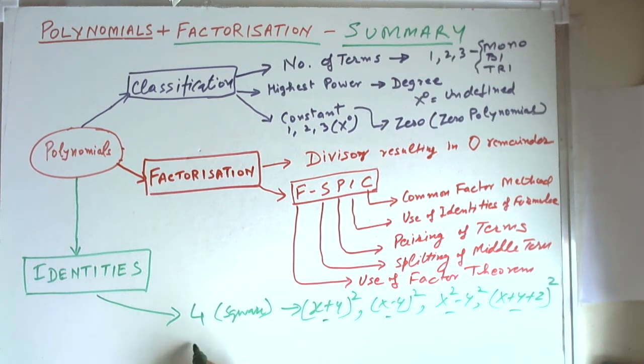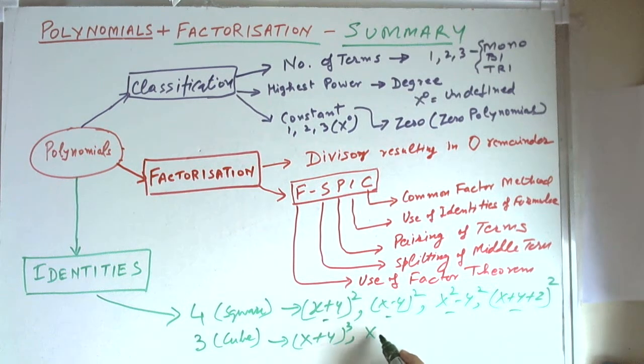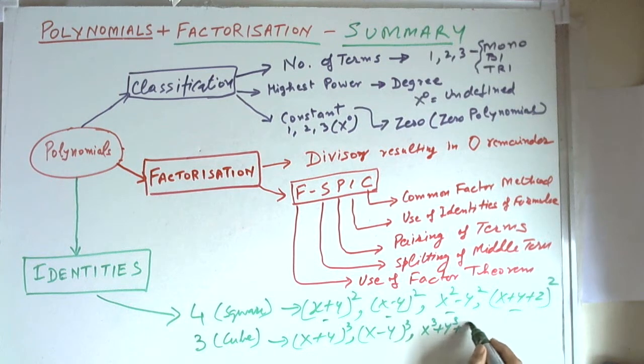And then there are 3 identities of cube. One is x plus y whole cube, then x minus y whole cube, and then x cube plus y cube plus z cube minus 3xyz equal to, there is a long expression thereafter.